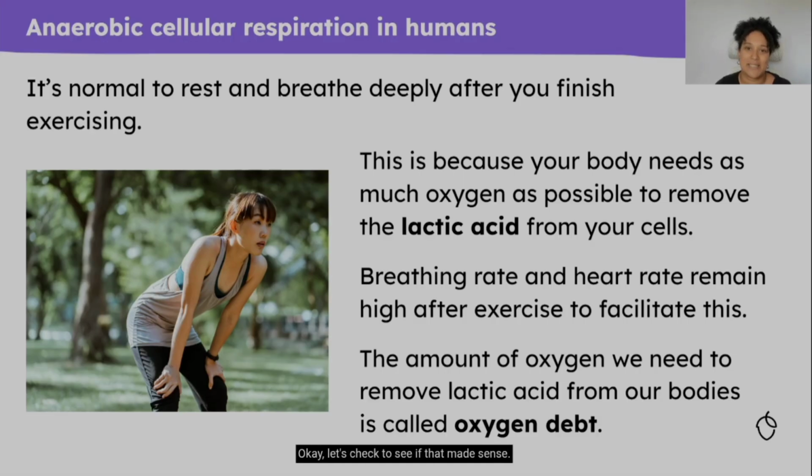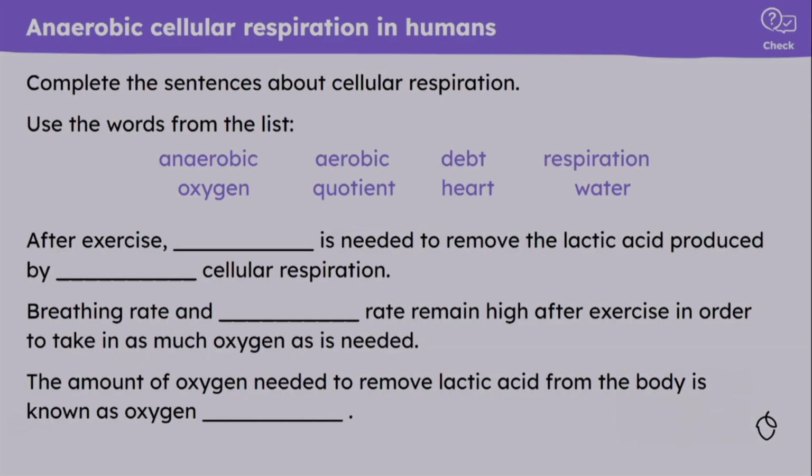Okay, let's check to see if that made sense. Complete the sentences about cellular respiration. Use the words on the list. Anaerobic, aerobic, debt, respiration, oxygen, quotient, heart, water. After exercise, blank is needed to remove the lactic acid produced by blank cellular respiration. Breathing rate and blank rate remain high after exercise in order to take in as much oxygen as is needed. The amount of oxygen needed to remove lactic acid from the body is known as oxygen, blank. So take 5 seconds, or if you want some more time, click pause, click play when you're ready to see the answer.